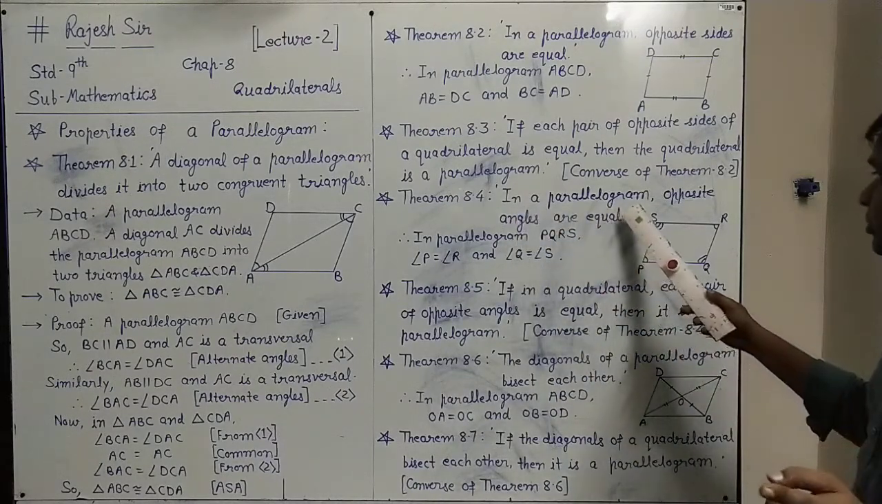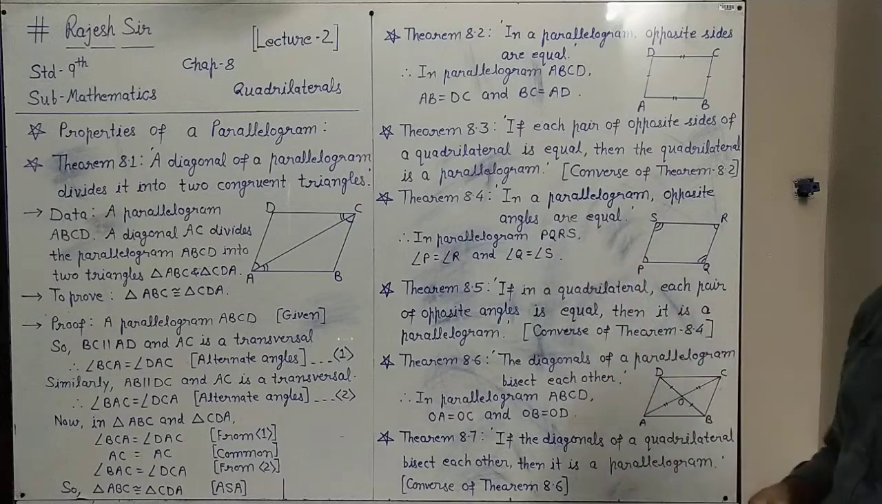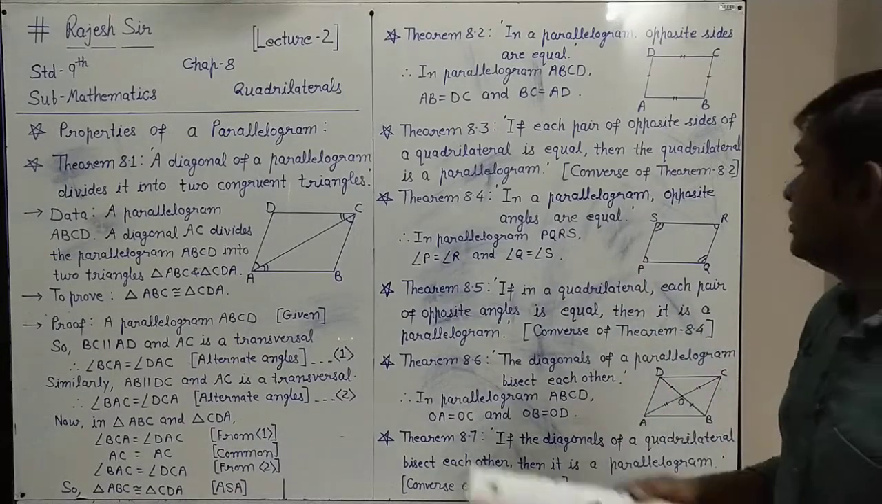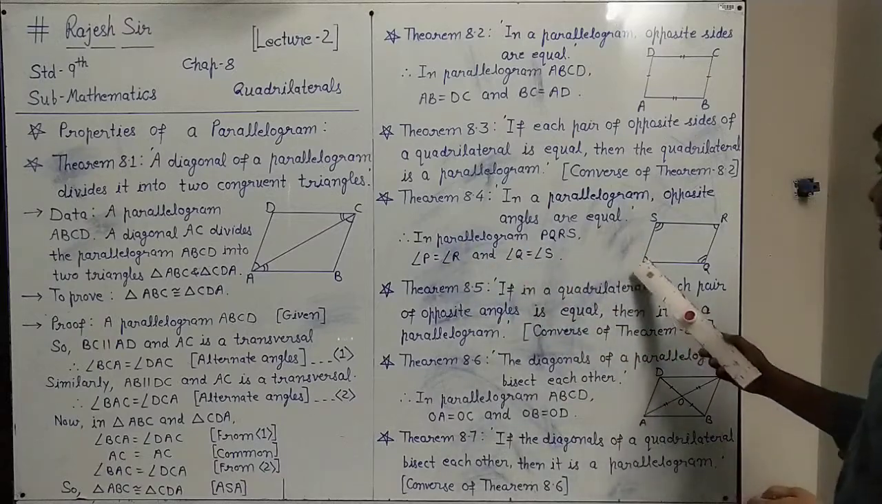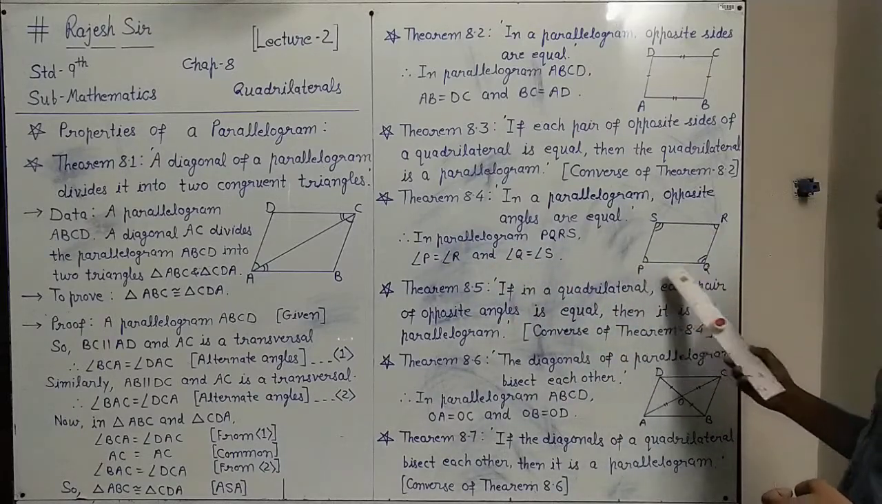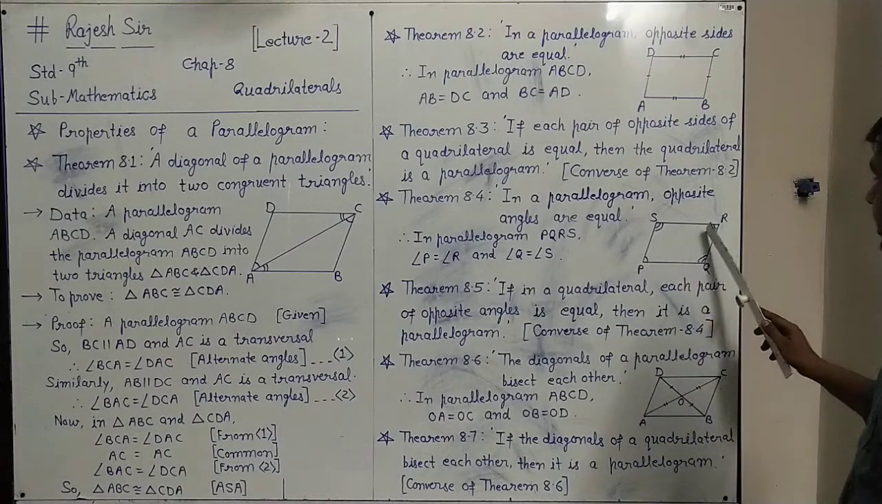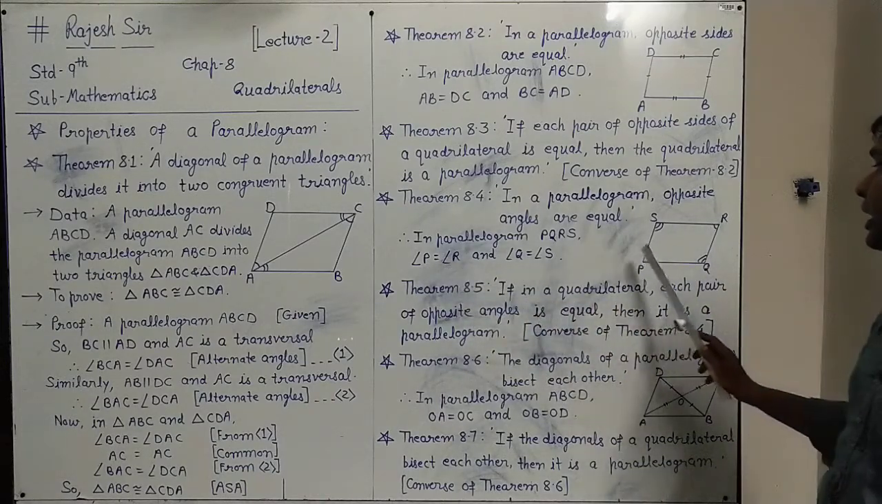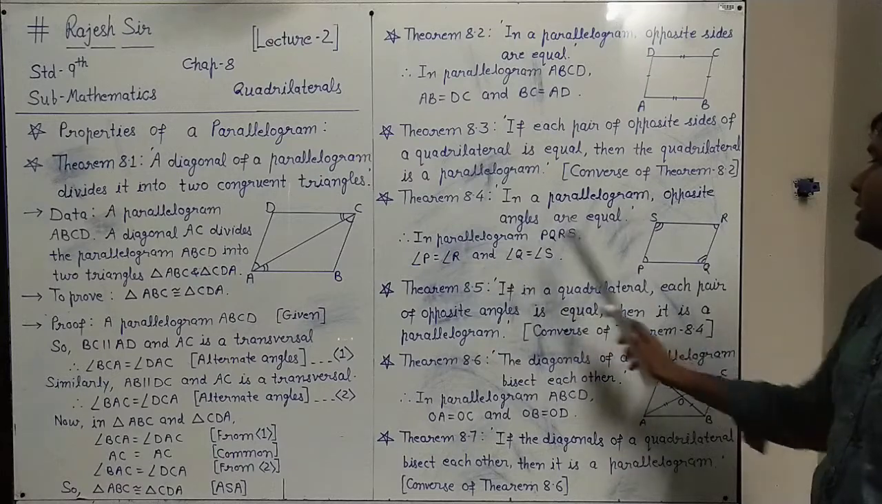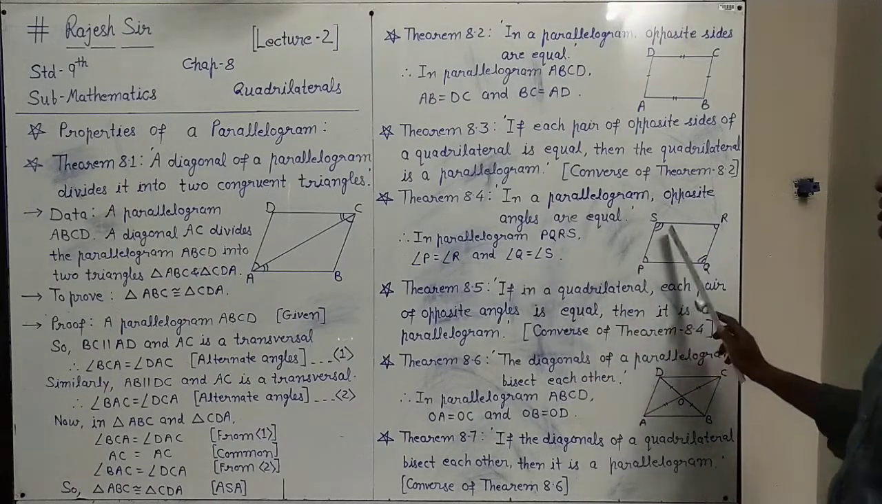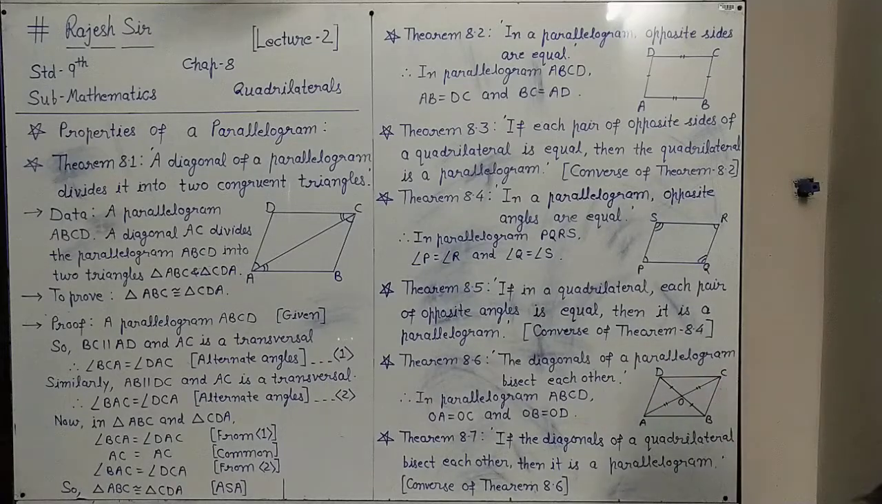Next, theorem 8.4 is about angles. In a parallelogram, opposite angles are equal. What about the opposite angles? They are equal. So let PQRS be a parallelogram like this. We have to draw PQRS as the parallelogram. Their opposite angles are angle P and angle R. They are equal, angle P equals angle R. And the next pair of opposite angles is angle Q and angle S. They are also equal if it is a parallelogram.